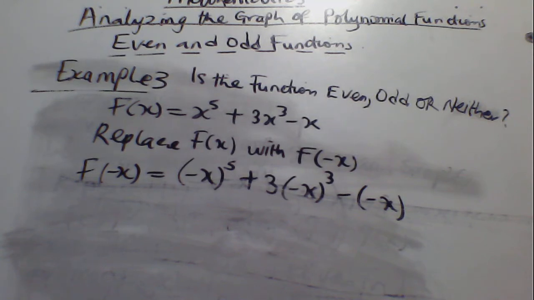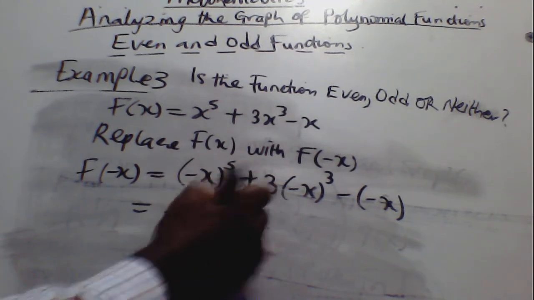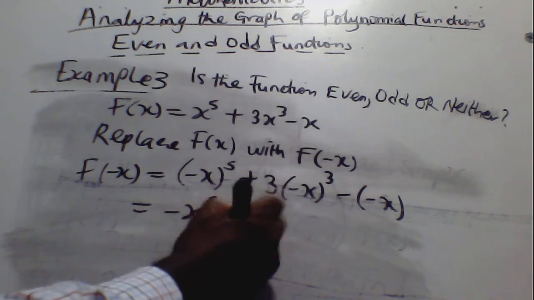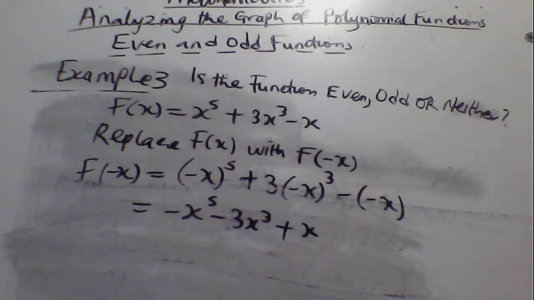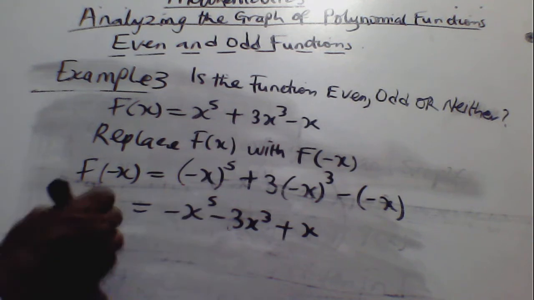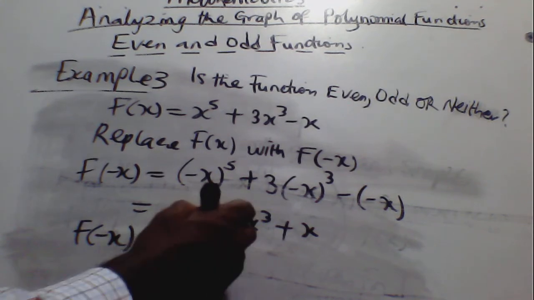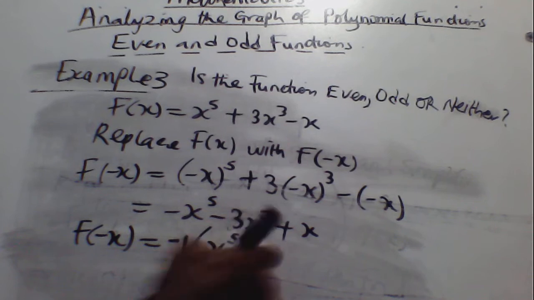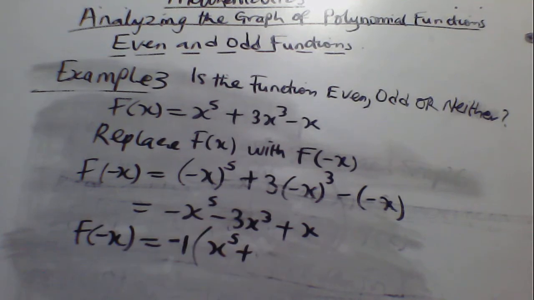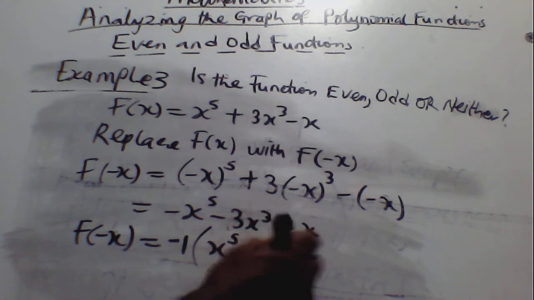So from here you open the bracket. This will give negative x raised to power 5, negative 3x raised to power 3, and negative times negative will give us plus x. So simplify further, we have f of minus x. Bring minus 1 outside the bracket. Once we bring minus outside, it will affect every sign in the bracket. If it's minus, it becomes plus. If it is plus, it becomes minus. So once you bring it out, this will be plus x raised to power 5 plus 3x raised to power 3 minus x.